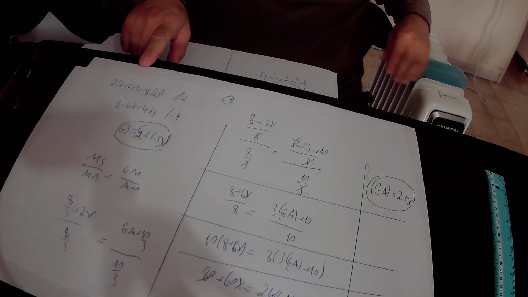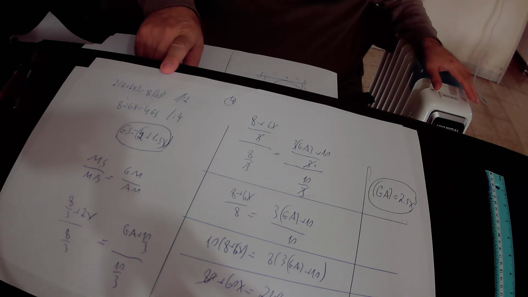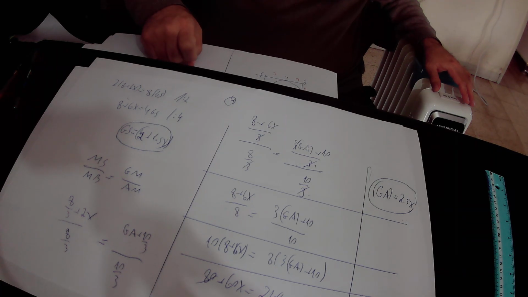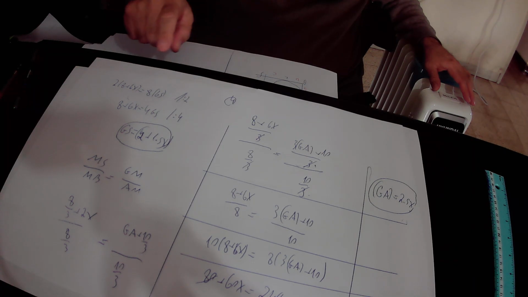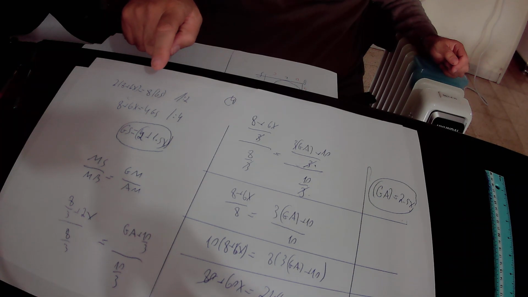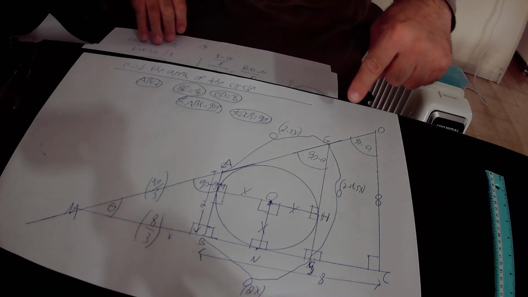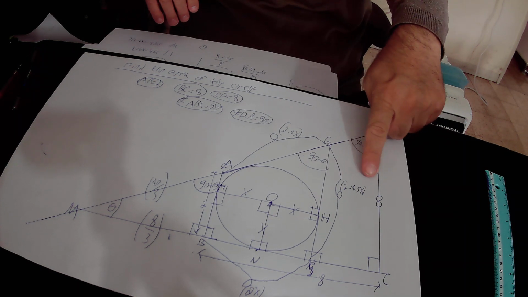Two times 8 plus 6x equals 8GS. We divided the equation by 2 and found out that 8 plus 6x over 2 is 4, so in total this expression equals 4GS. Then we divided this equation by 4 and found out that the length of line segment GS equals 8 over 4, which is 2, and 6x over 4, which is 1.5x. So in total, the length of GS equals 2 plus 1.5x.